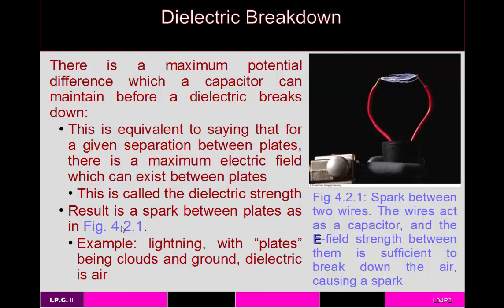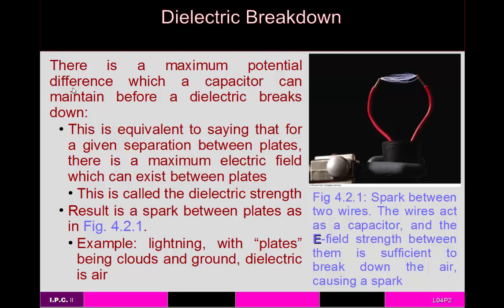There's a maximum potential difference which a capacitor can maintain with a dielectric in it before you get what's called dielectric breakdown. And basically what happens in dielectric breakdown is that you get the equivalent of a spark. So in this case, the dielectric in question is air. So these two are acting like capacitors. You get enough of a voltage between the two, you get enough of an E field strength between the two, and the air starts breaking down and you get sparking like this, where some electrons are jumping from one plate to the other, or one lead to the other.